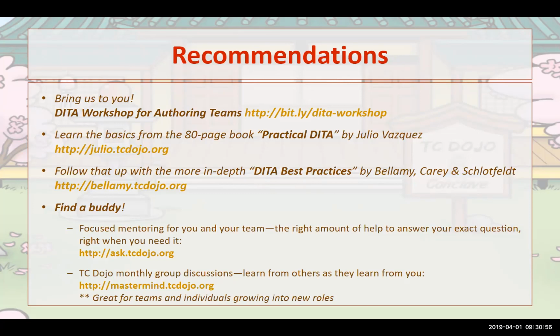And then we've got the TC Dojo monthly group discussions. You can learn together from people at other industries, at other stages of the spectrum. There are some new people, some older people, experienced people, I should say. And we meet every month to go over very specific things, more like the Bellamy book, sometimes the Vasquez book, right? How should this have been a concept? Here's what I'm dealing with.